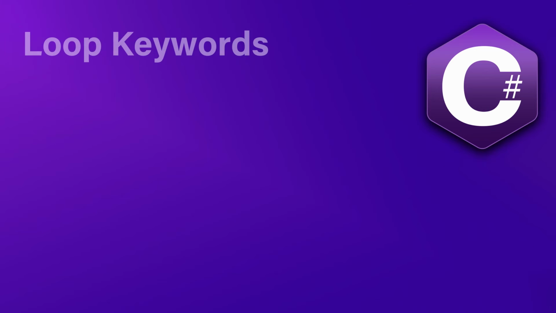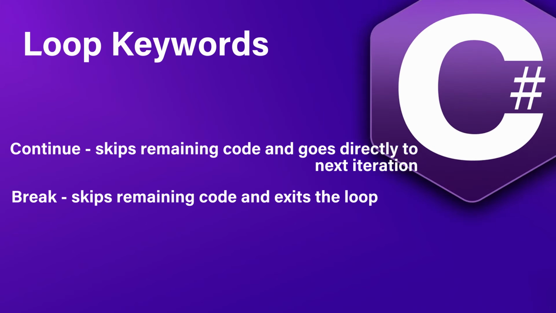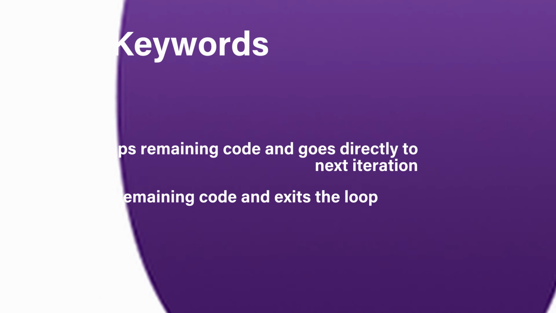There are two important keywords when we are working with loops: continue and break. We will use them later on in the tutorial, but for now I just want you to note them in case you see them on the internet. Continue will skip remaining code and go directly to the next iteration, and break will skip remaining code and exit the loop altogether. With all of this information out, I think we can proceed with the tutorial.